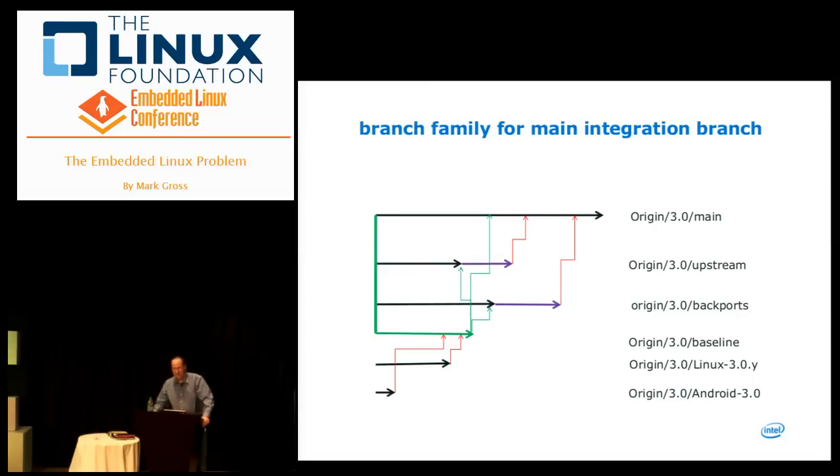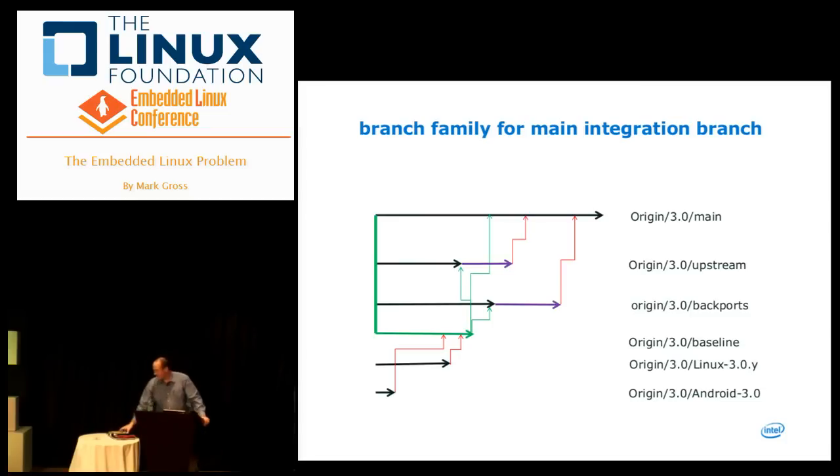Here's the branch. So this is what we tried to implement for 3.0, and everything here is actually correct except for this upstream branch. That's the second one from the top. So I'll just go through these things real quick.